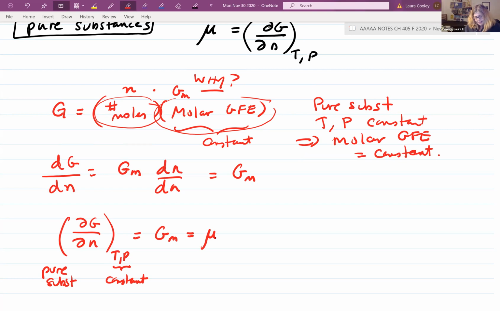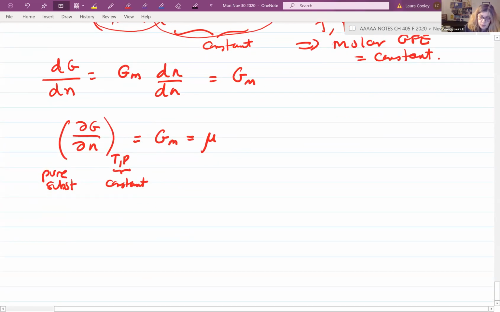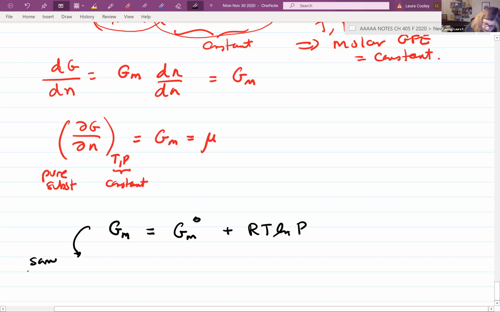So if we have a gas, like we were talking about, we basically have two equivalent expressions. We have the molar Gibbs free energy is a standard molar Gibbs free energy plus RT log of P. And then we just rewrote it. This is the same thing. We have mu, because this is equal to mu.